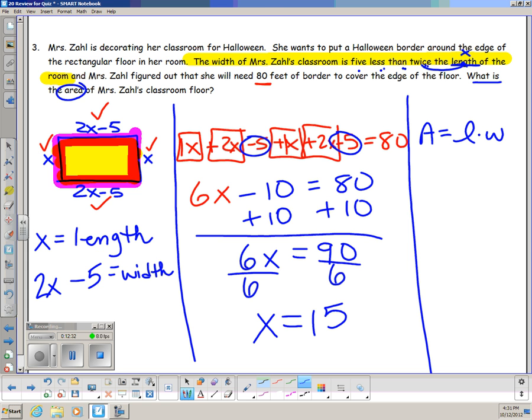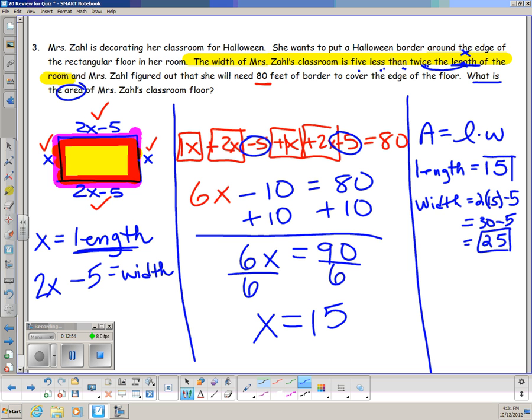Well, the length is easy. The length is just x. If I look back to my setup column, length was x. So the length was just x, which is 15. The width, however, is 2 times x minus 5. And x was 15. 2 times 15 is 30. 30 minus 5 is 25. So here I have my 25 for the width, 15 for the length. The area is 15, the length, times 25, the width. And this turns out to be 375.